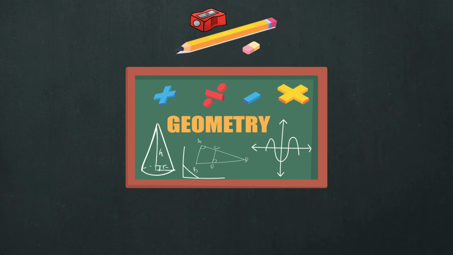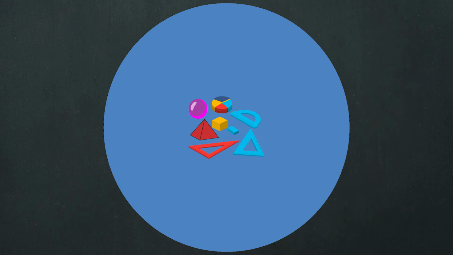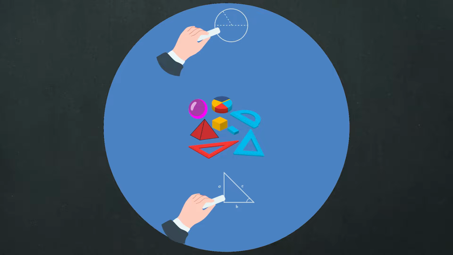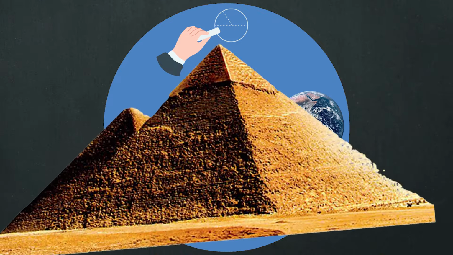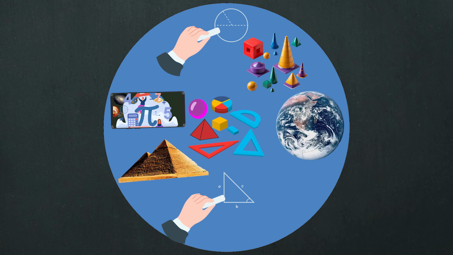Section 4. Geometry, the blueprint of the world. Let's move on to geometry, where shapes, sizes, and spaces rule. Geometry isn't just about drawing triangles and circles in class. It's everywhere. From the pyramids of Egypt to the screen you're watching right now, geometry shapes our world in ways we often take for granted.